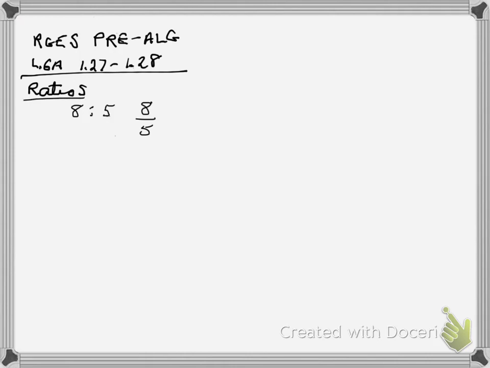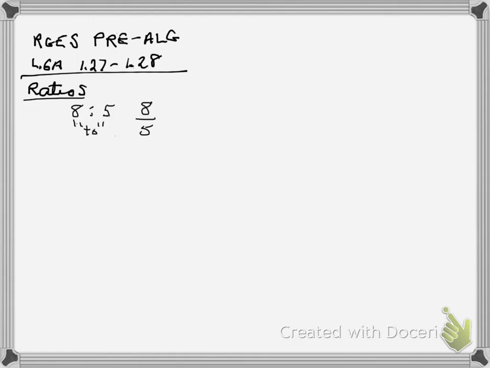For instance, we could say if Jacob has 8 pens and Ella has 5 pens, the ratio for Jacob's pens to Ella's pens, and order is very important as I define it, is 8 to 5. We read the colon as the phrase "to." So we would read that 8 to 5.